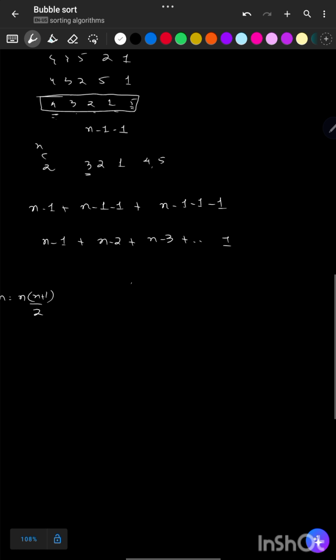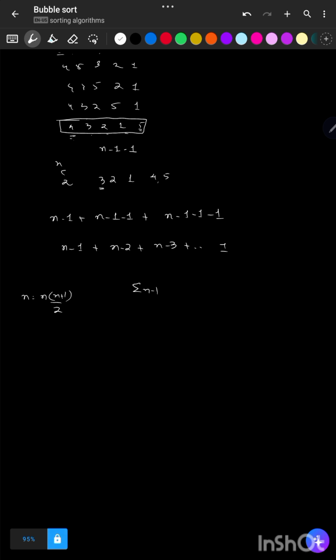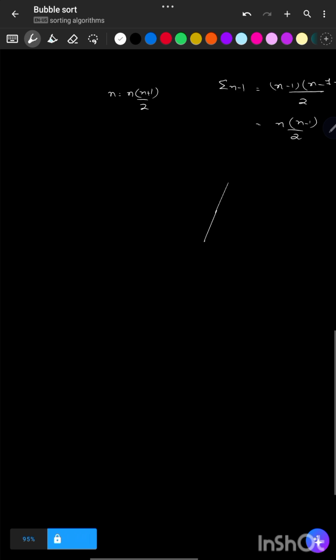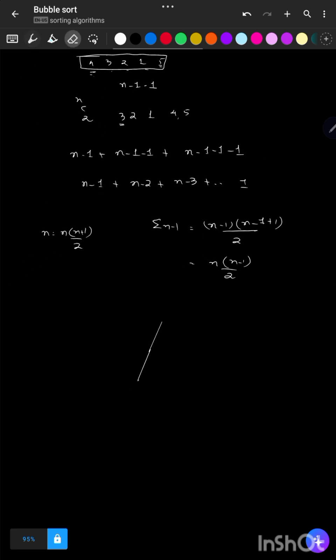But here it is the sum of n minus 1 natural numbers. So the sum of n minus 1 natural numbers is n minus 1 into n minus 1 plus 1 by 2, which is n into n minus 1 by 2. So yeah, which is basically n square minus n by 2.